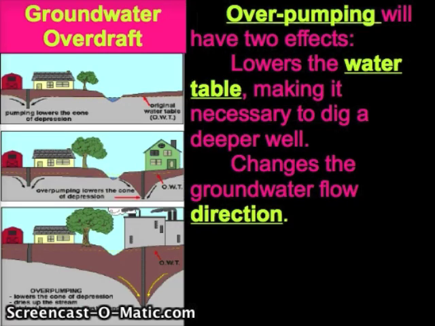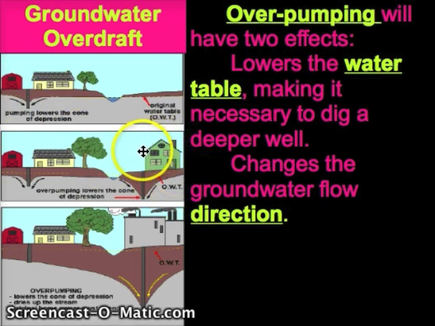Now, one of the problems with groundwater usage is overdrafts. Overpumping will have two effects. One, it's going to lower the water table, making it necessary to dig a deeper well. And it can also change the groundwater flow lines. This is an interesting diagram. Let's say you bought this little house. You might say, oh, this is a nice house. I've got a barn. No problems.